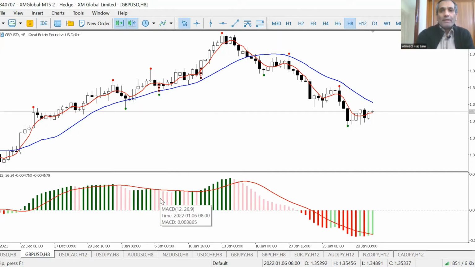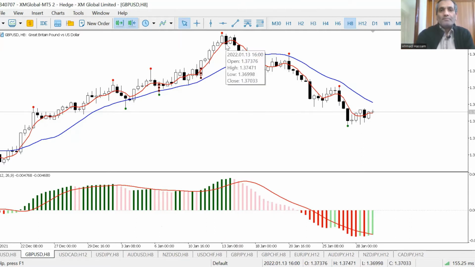How do we define the trend? We define the trend on a time frame by the color of the MACD. If the MACD color is red, we are going to say that the trend is down. And if the color of the MACD is green, we are going to say that the trend is up.